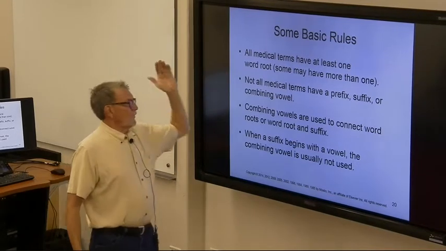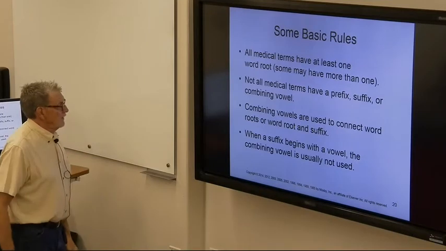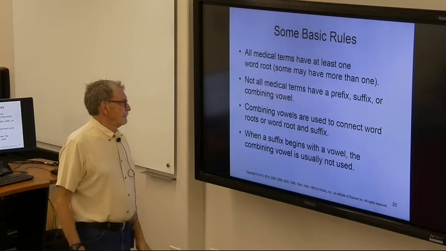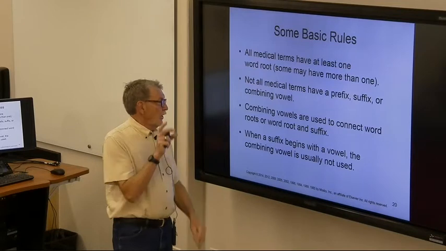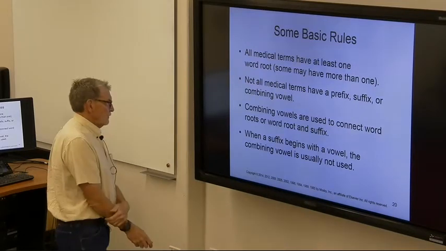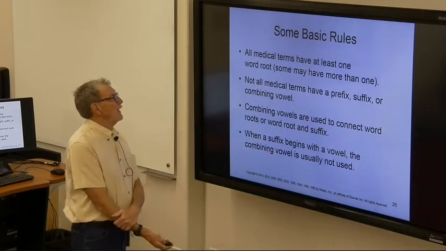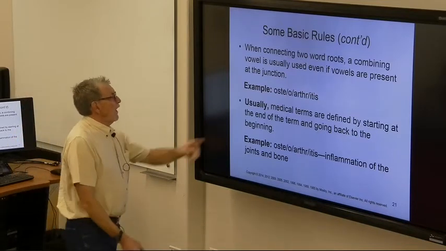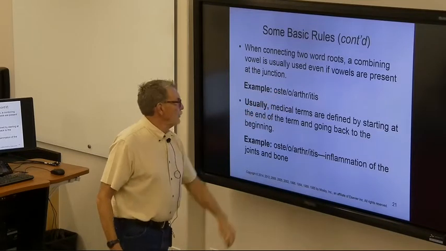All medical terms have at least one word root. Some have two, even three. You may or may not have a prefix or a suffix. Combining vowels are used to connect word roots, or a word root and a suffix where there's not already a vowel there. If the suffix begins with a vowel, you usually don't use that combining vowel. Osteoarthritis. These are two word roots, so you do use it.